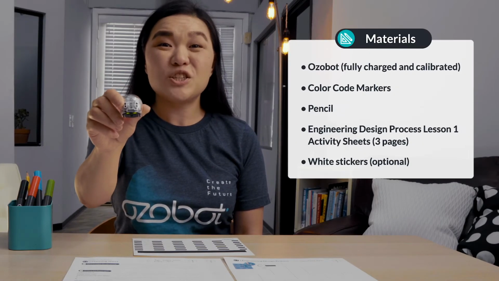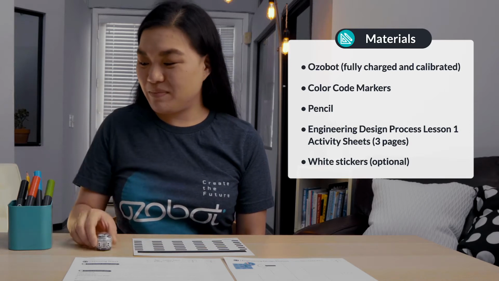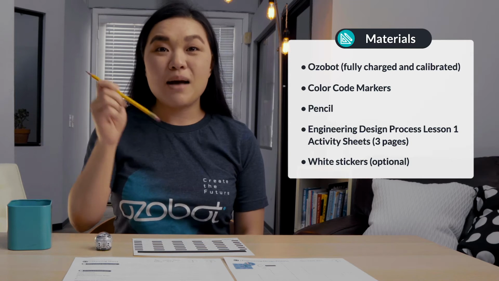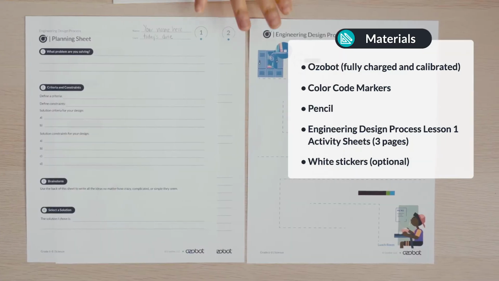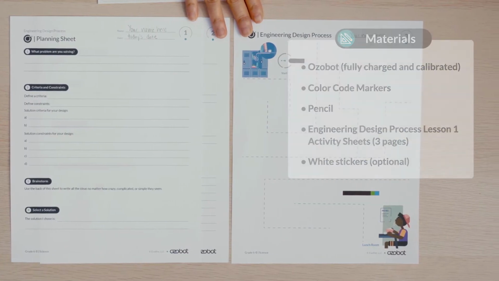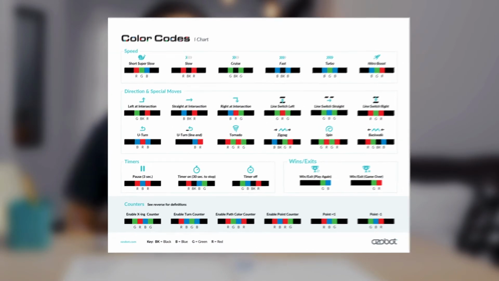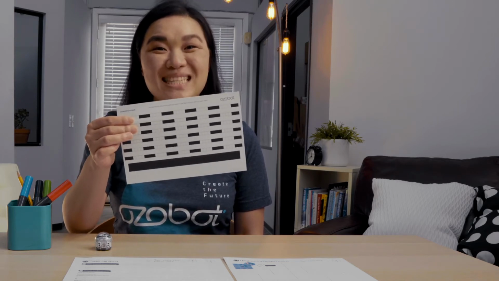For today's lesson, you will need an Ozobot fully charged and calibrated, your color code markers, a pencil, all 3 pages of your engineering design process sheets, and a color code chart. Optionally, white stickers in case you make any mistakes.